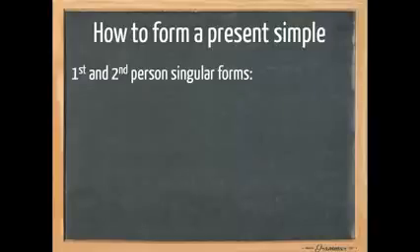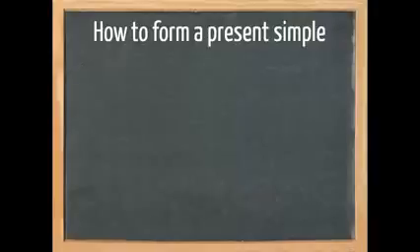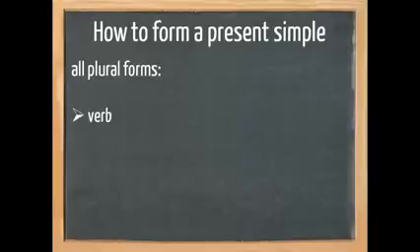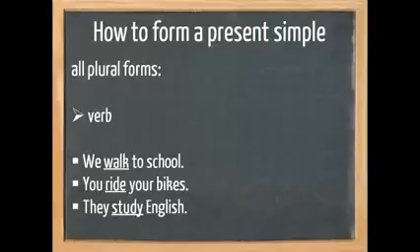For the first and second person singular forms, we simply use the infinitive form of the verb. For example, I swim in the river. You read the newspaper. For all plural forms, we do the same. We use the infinitive form of the verb. We walk to school. You ride your bikes.